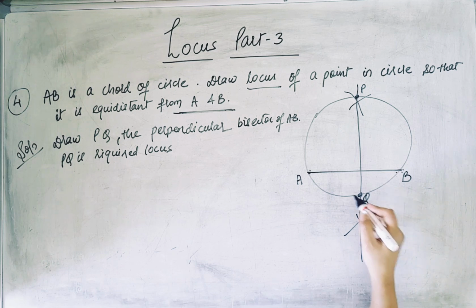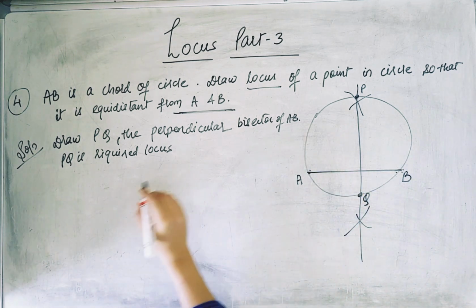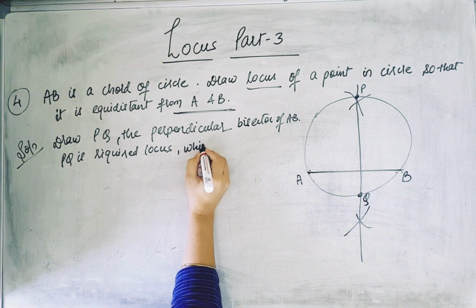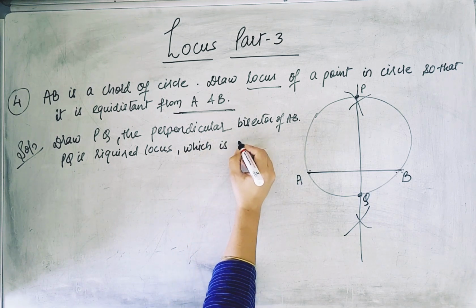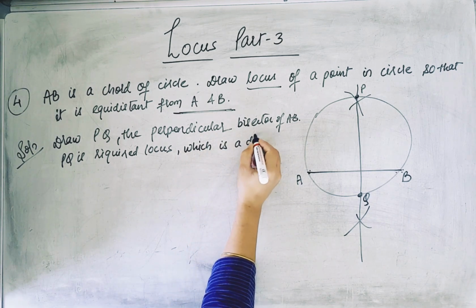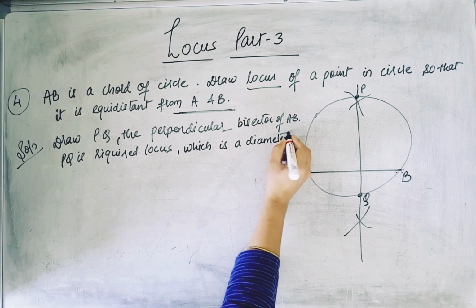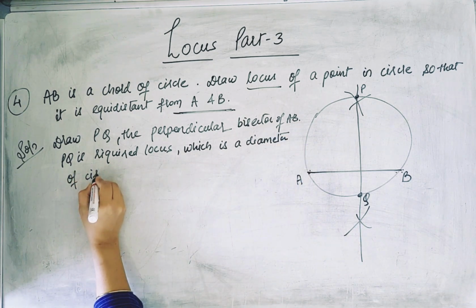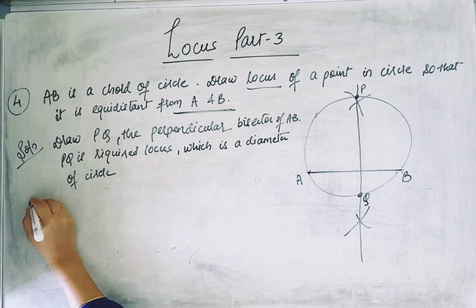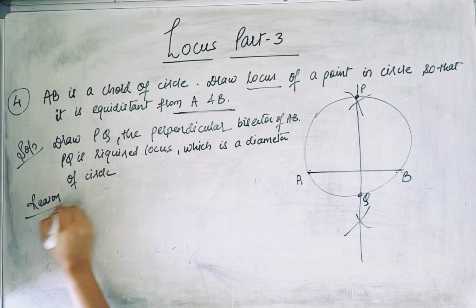Similarly, Q is equidistant from A and B. PQ is the required locus, and this PQ is called the diameter of the circle. This PQ is the diameter of the circle. Now we have to write its reason also.